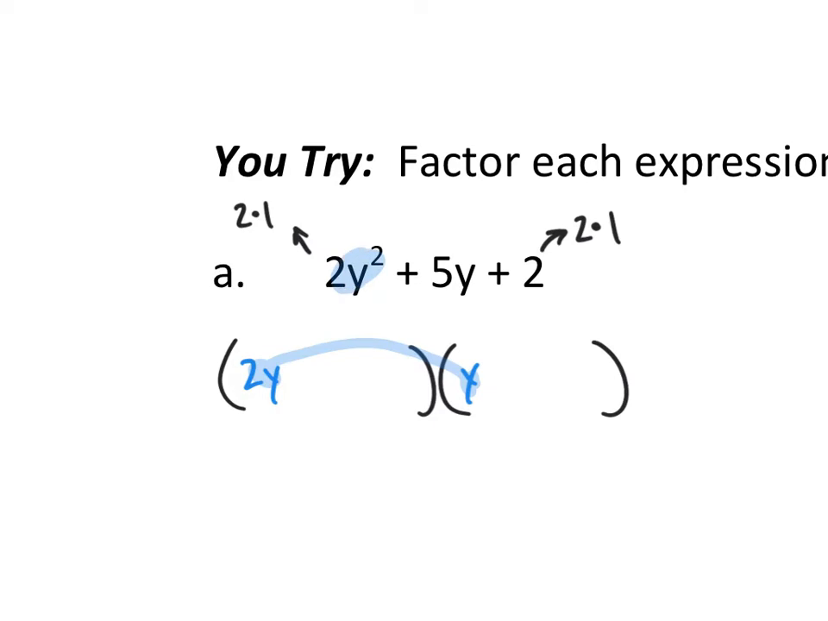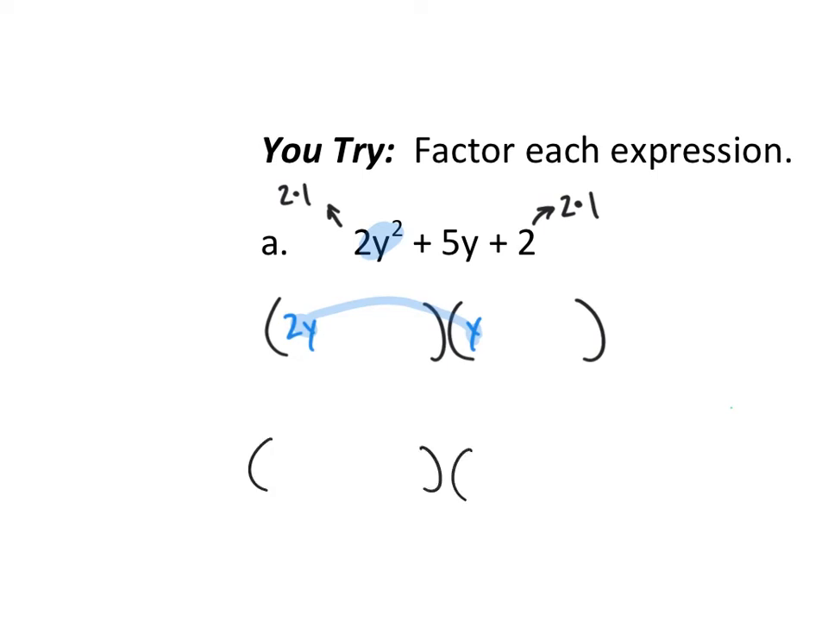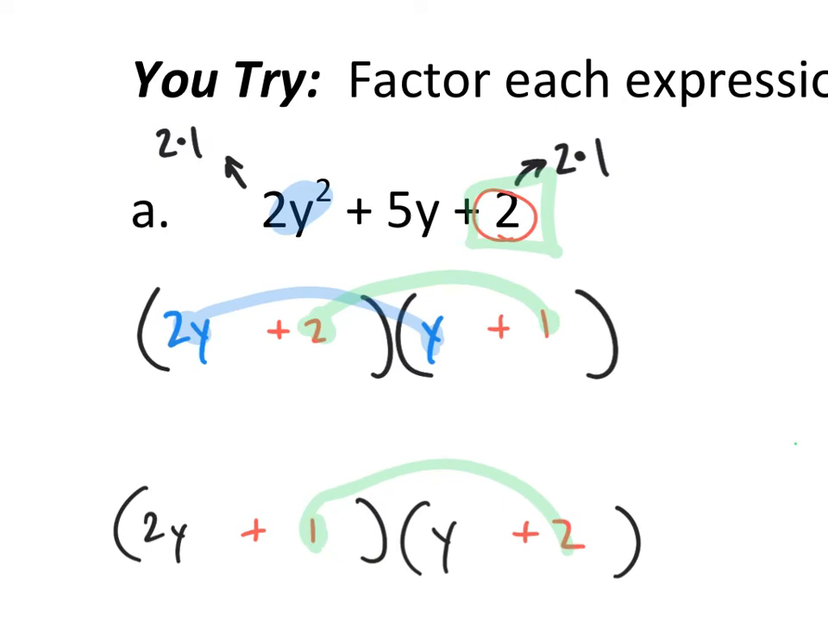Now, we have to put a couple of things into consideration. When we're looking at the factors of this 2, it could be plus 2 and plus 1, or plus 1 and plus 2. Both of those work in terms of multiplying together. 2 times 1 gives me 2. 1 times 2 gives me 2. But only one of these is going to properly work when I do the O and I method to check for the middle term. That's why we'll always have to double check these.